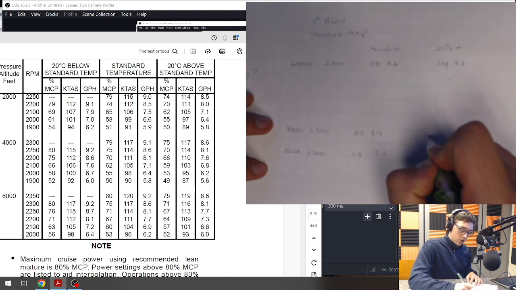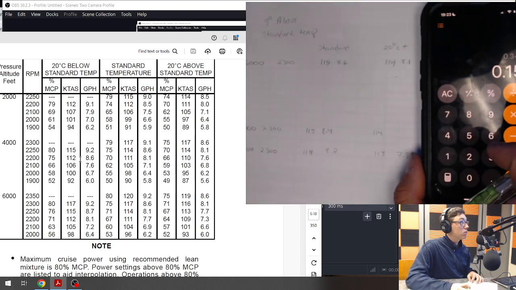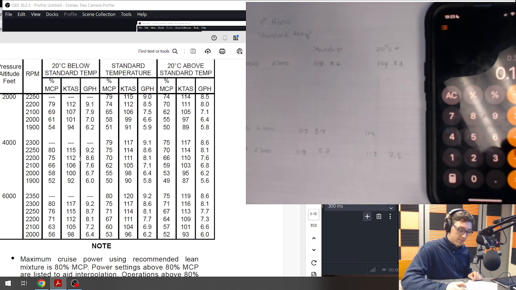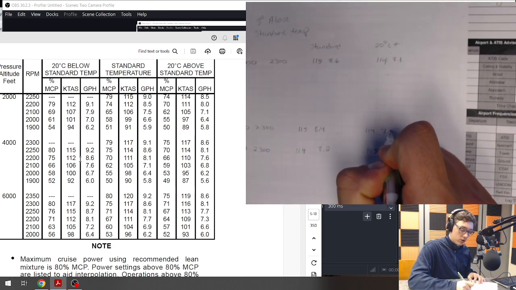Same thing here. It'll be 114. 8.1 minus 7.8 gives us 0.3. Divide that by 2, 0.15. Now I have 0.15, and that's the difference between 8.1 and 7.8. So what I'm going to do here is subtract that from 8.1, which gives me a value of 7.95.